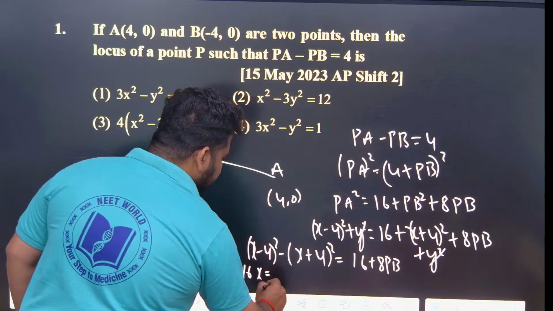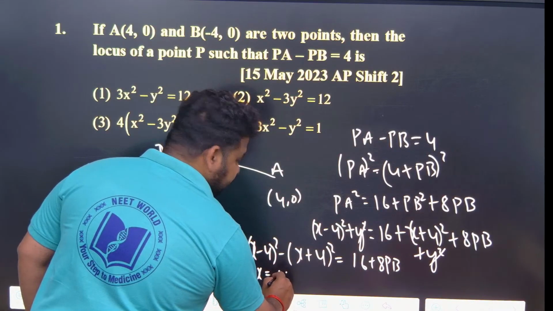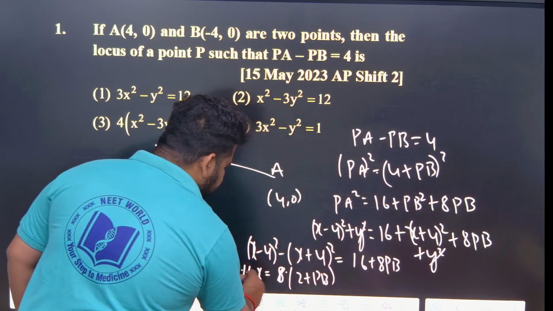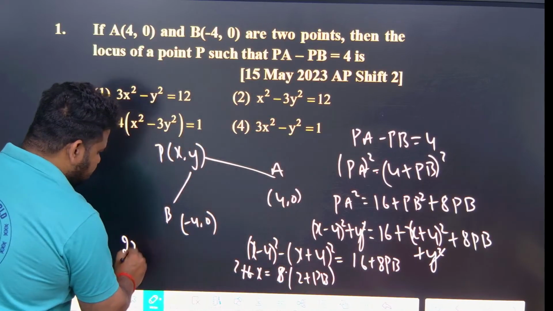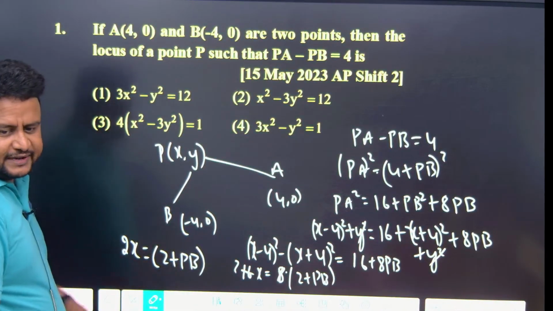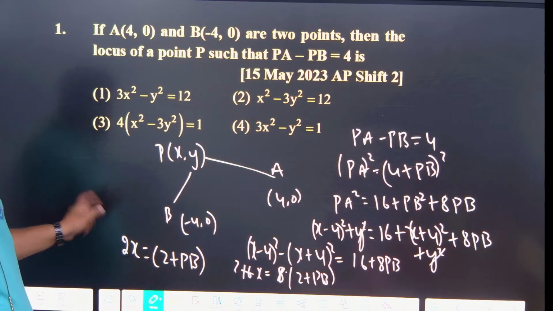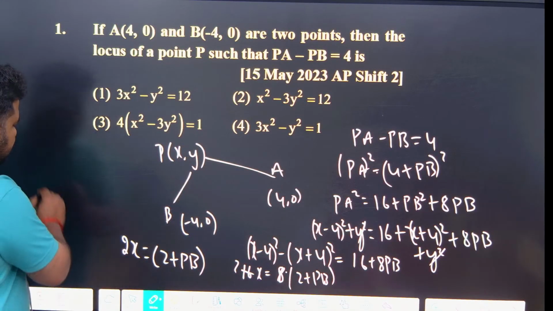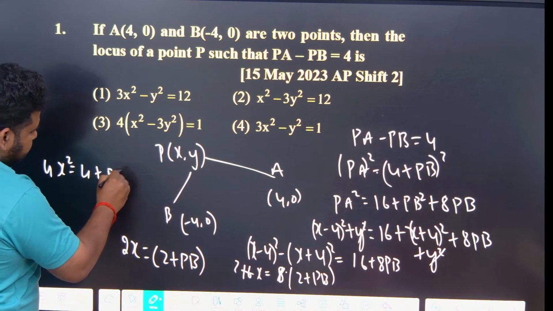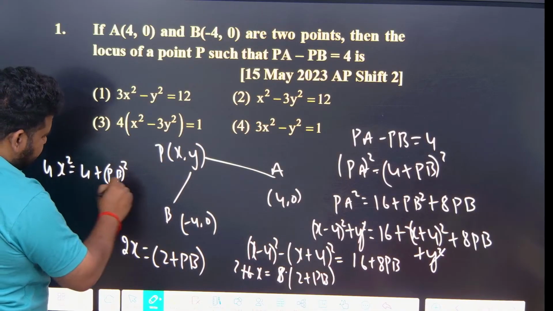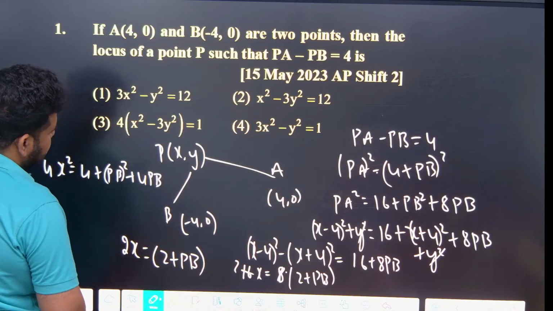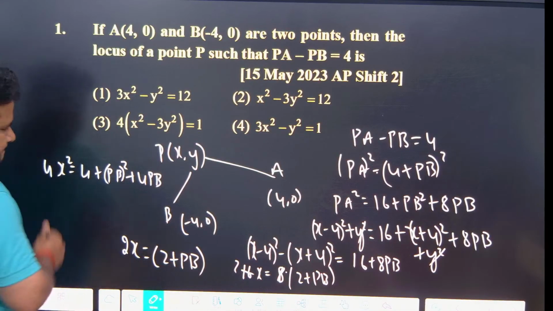So 16x will be equal to 16 plus 8 PB. I can take 8 common: 8 into 2 plus PB. So 8 ones are 8, 8 twos are 16. So I will get 2x is equal to 2 plus PB. Now again square on both sides, you have to focus on the class everyone. So again if I square on both sides, this will become 4x square is equal to 4 plus PB square plus 4 PB, correct? Something is missing here, wait.